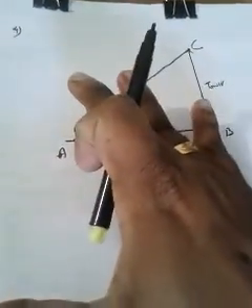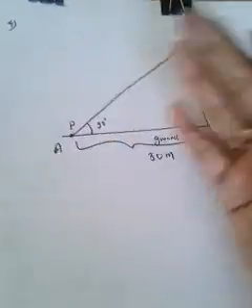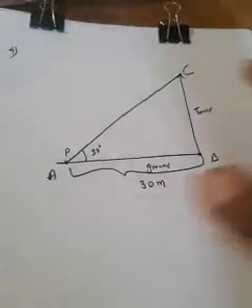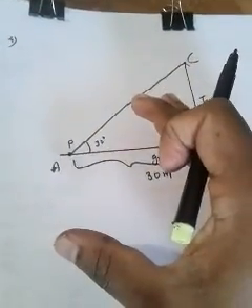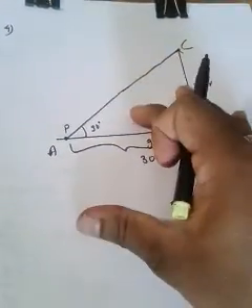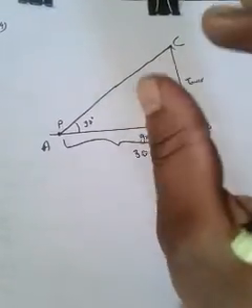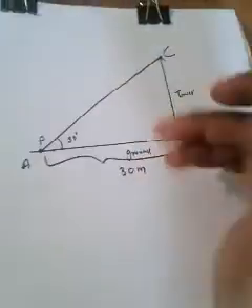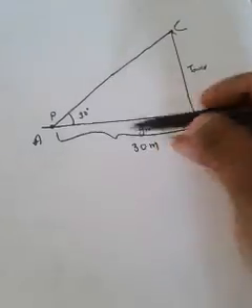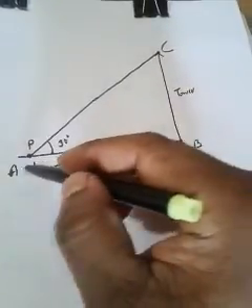Don't spoil time by writing many number of steps, but that doesn't mean you can leave all steps. You are supposed to write all the required, the essence steps. Okay, so in that way you can write, and after that you can start considering the right triangle ABC.